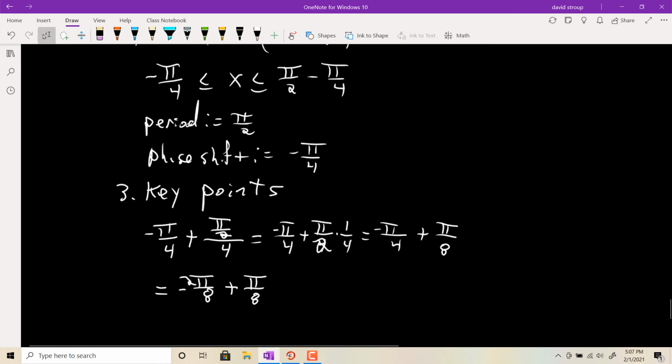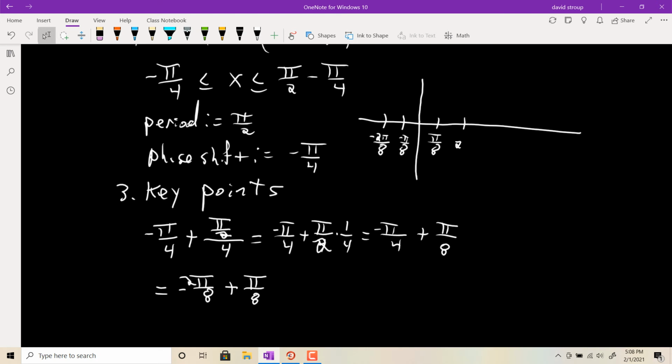So let's go over here and figure that out. Negative 2 pi over 8, and then move by 1 pi over 8. So this would be negative pi over 8, and 0, and then pi over 8, and then 2 pi over 8, and then 3 pi over 8. I don't know how far we need to go.